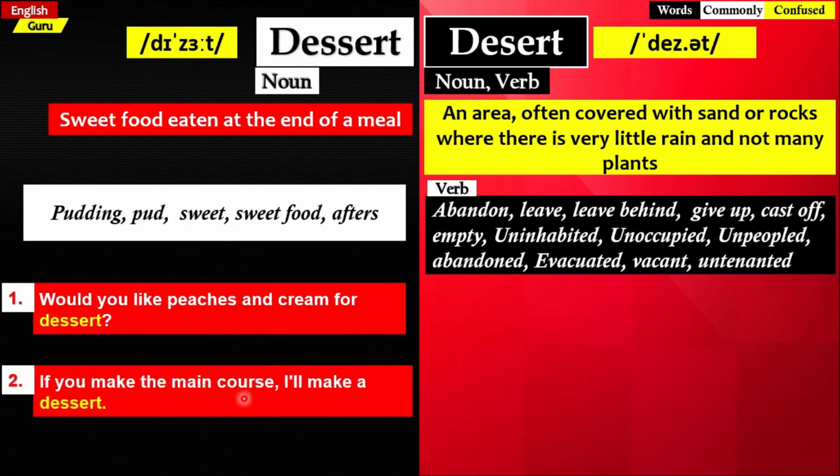Second one: if you make the main course, I'll make a dessert. So you prepare main food, I prepare dessert. So, afters. In sentences 1 and 2, dessert is used as a noun.